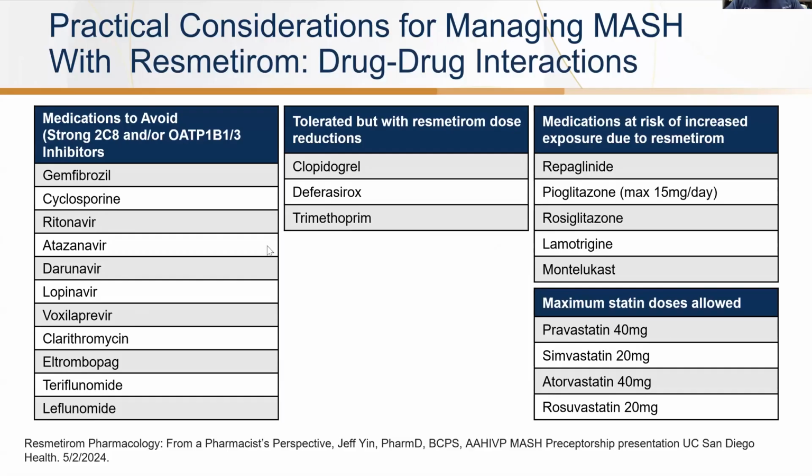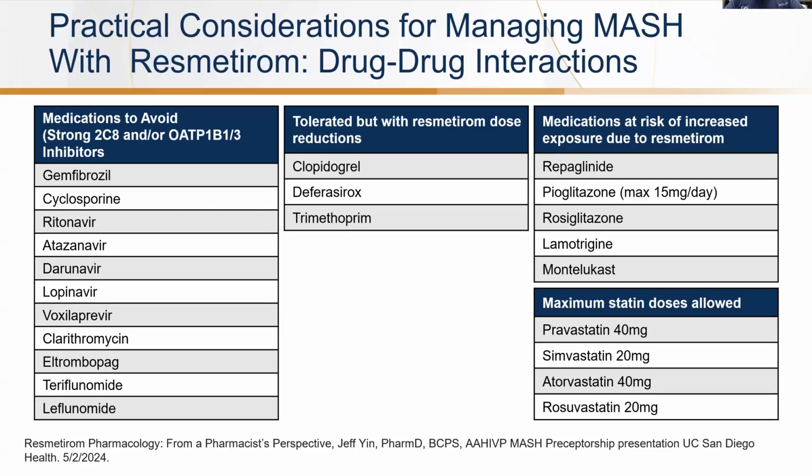All right, so what are some drug-to-drug interactions? Well, medications you want to avoid are listed here to the left. So these are your CYP2C8 and OATP1B1/3 inhibitors. So as you see listed, gemfibrozil, cyclosporine, ritonavir, atazanavir, darunavir, lopinavir, voxilaprevir, clarithromycin, eltrombopag, teriflunomide, and leflunomide. Now tolerated with resmetirom, but with reduction of resmetirom dosing, it would be clopidogrel, deferasirox, and trimethoprim.